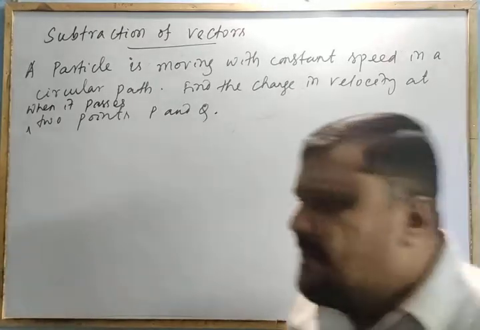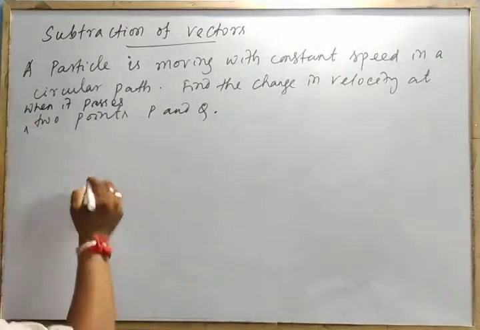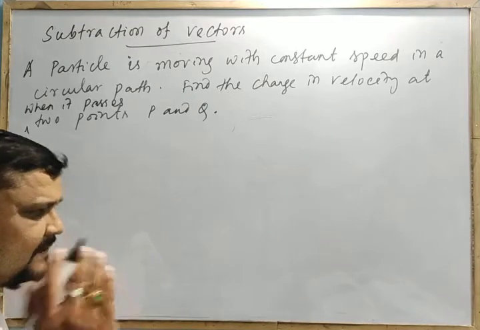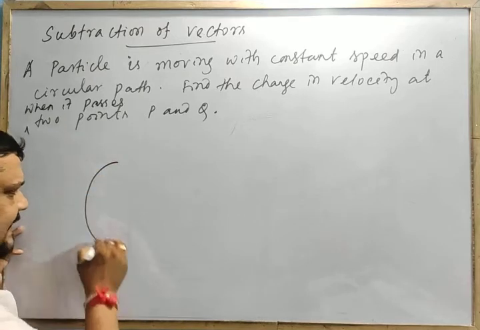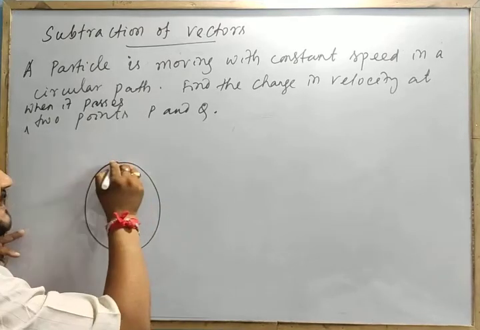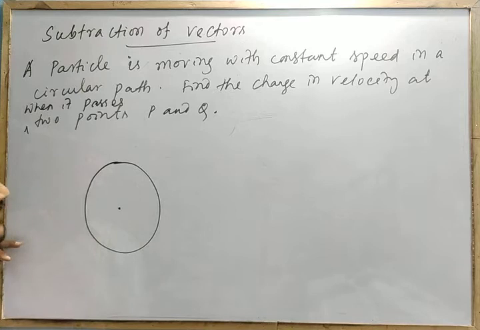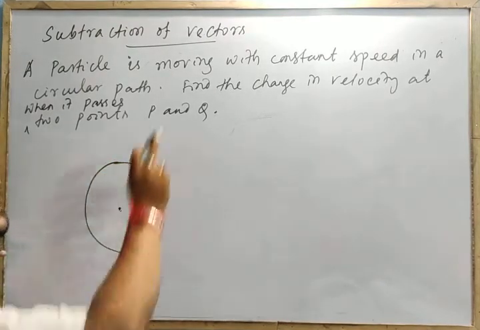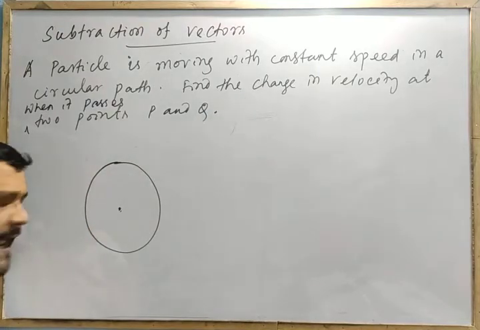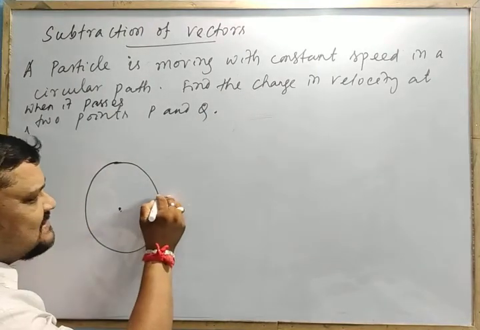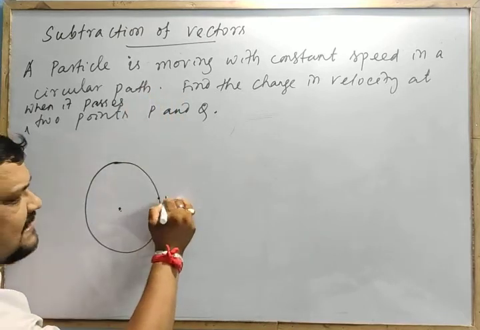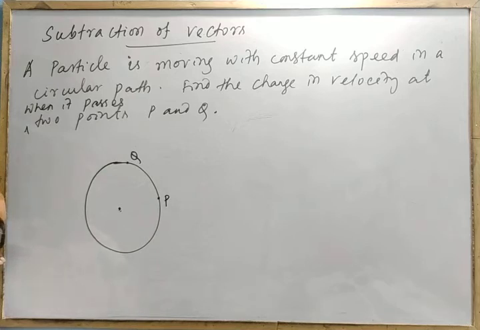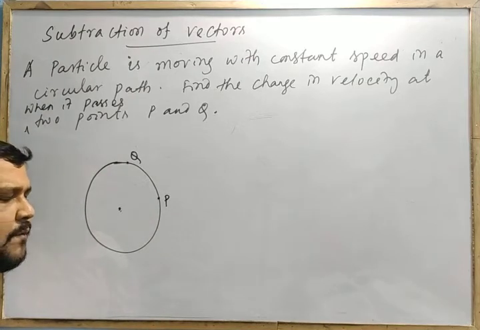As you know, when a particle is in a circular path, you might have heard this or read it, I don't know. But let me make this clear. A particle is moving in a circular path, and this is called the center. With this center, the particle is moving in the circular path with a constant speed. Right? Now, let us consider in the figure, P and Q are given. So let this be P and this be Q. These are two points.